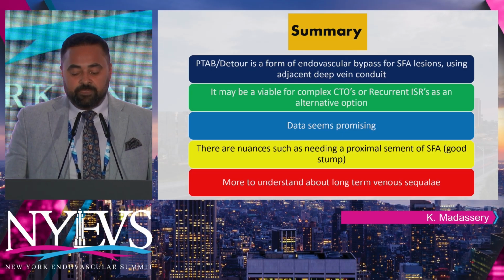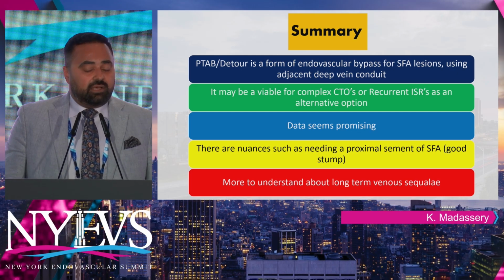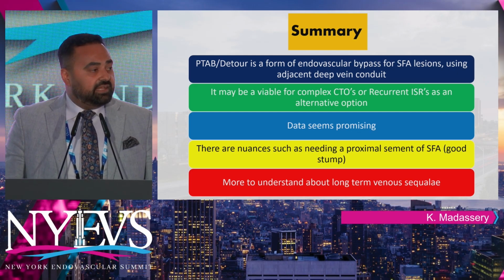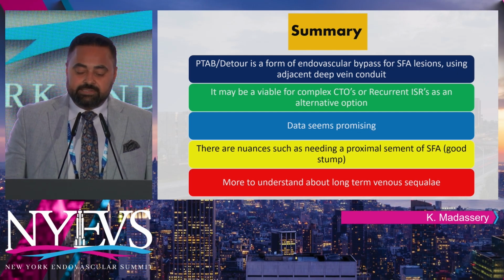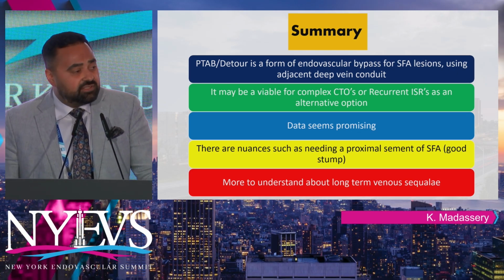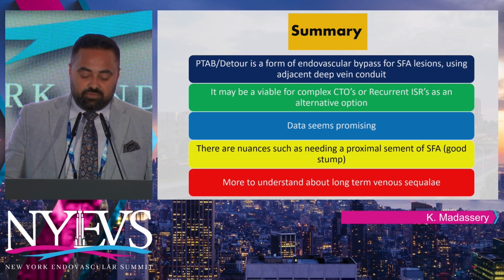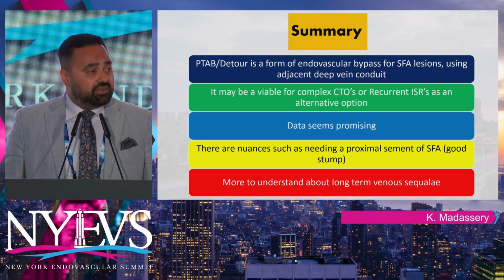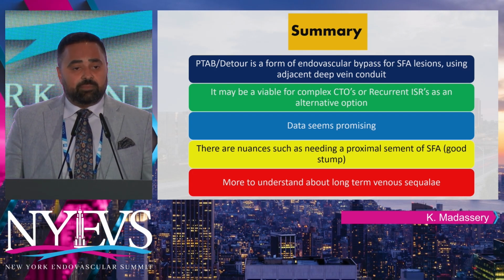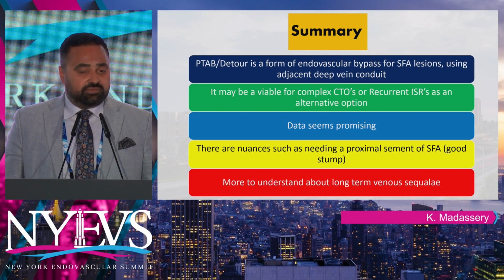So I don't know. I think it's a new form of endovascular bypass so that we can keep a JIT and the rest kind of at home some days so we can do more cases using the adjacent deep vein. It may be viable for complex CTOs or recurrent ISRs if you keep kind of running your system there and keep trying to fight through these things. Data seems promising. There's a lot of nuances. You need a good-sized femoral vein. You need a good proximal SFA. You need a good runoff because you are doing a bypass.